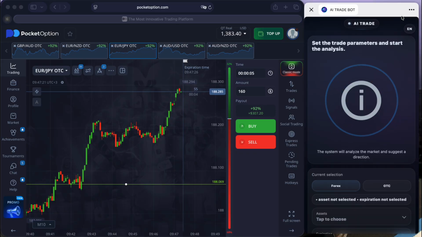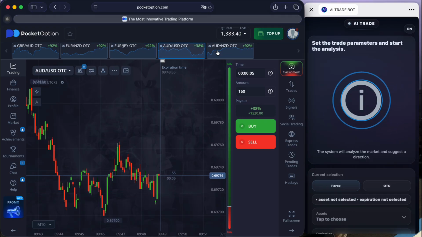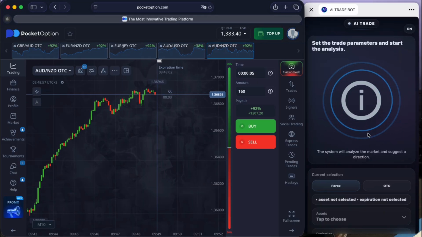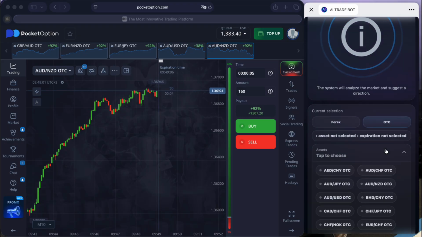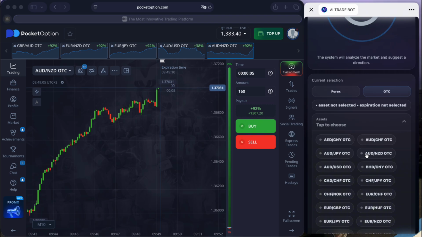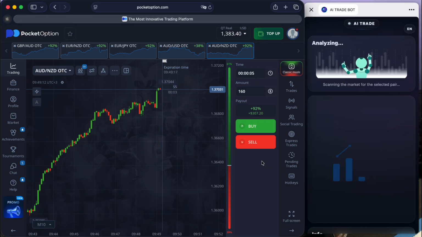I'm restarting this bot and moving on to the Australian dollar. We see that the yield on this asset has dropped to 38%. I'm switching further to the Australian dollar and the New Zealand dollar. That's why we add the currency pair to our favorites to monitor the returns on currency pairs right during trading. The Australian dollar is not suitable for us for the trading session, so I switch to the Australian dollar, New Zealand dollar. I will also request my next signal here on the 5-second candles.